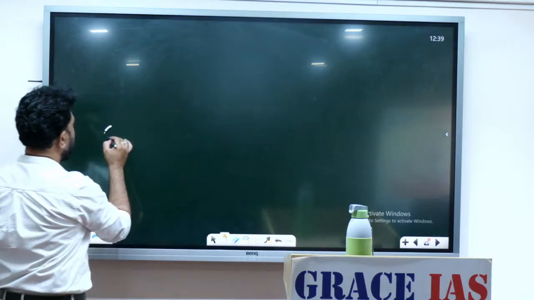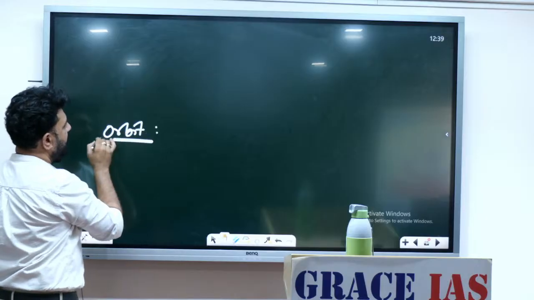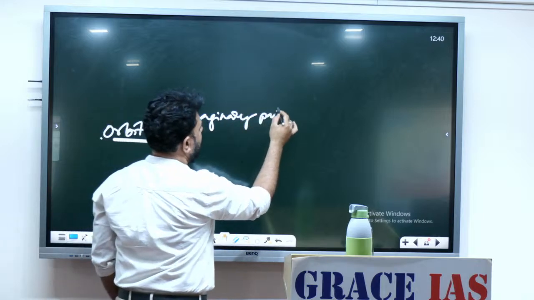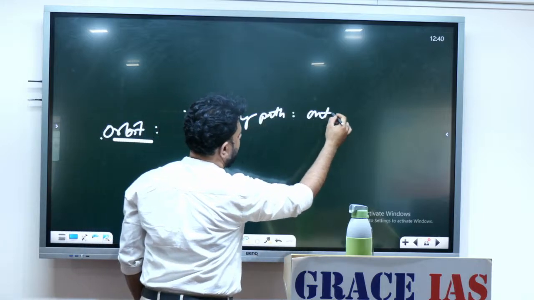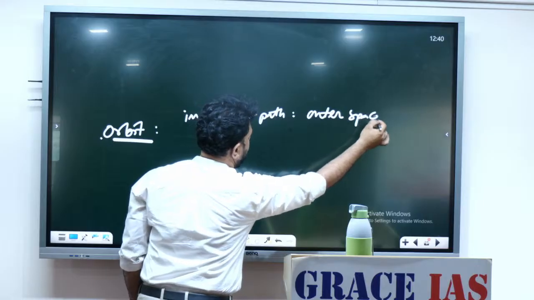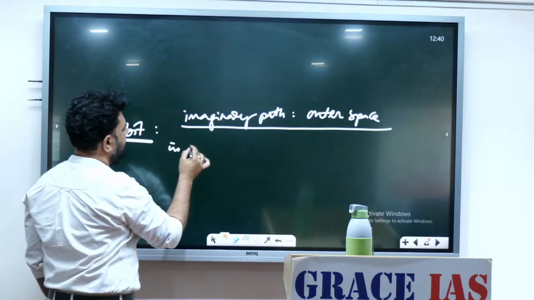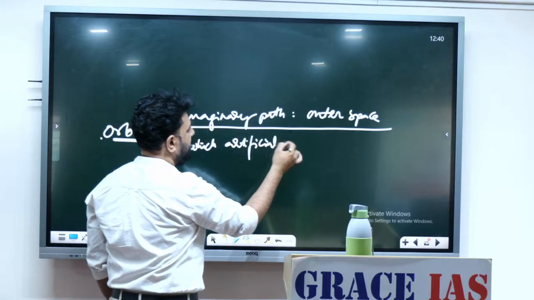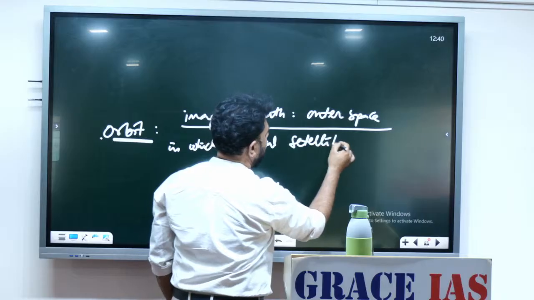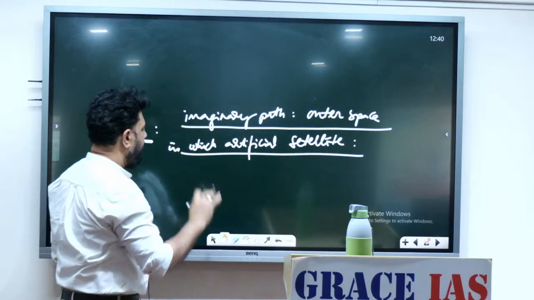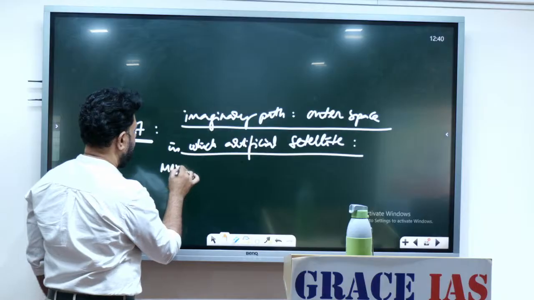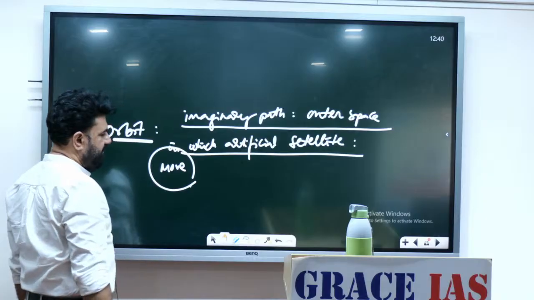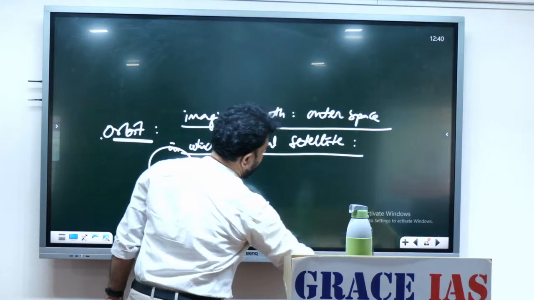Next is what? Concept of orbit. Orbit is an imaginary path in the outer space in which the artificial satellite would move around. So based on the applications and based on the type of satellite, we have multiple types of orbits.